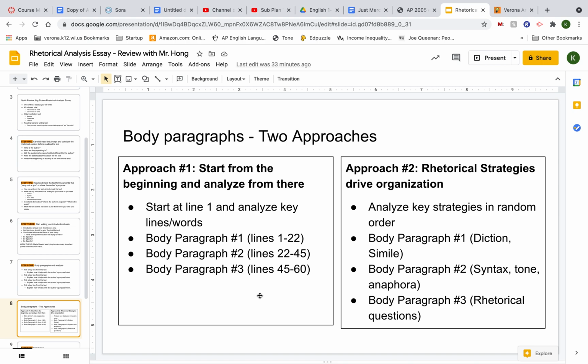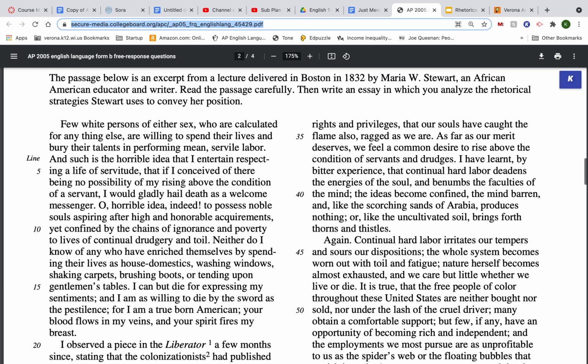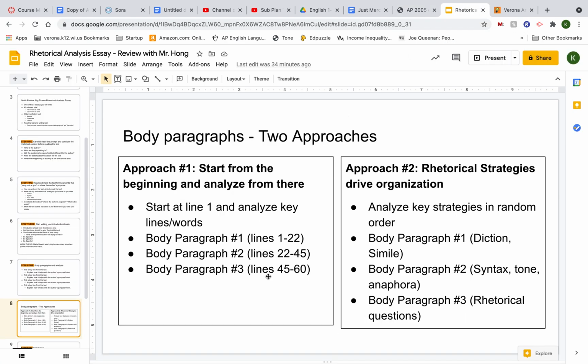Approach number 1 is basically, this is the kid who just wants a very linear, easy format for how to do the essay. All right, so you could write all your body paragraphs starting from line 1, and body paragraph 1 would be from lines 1 to 22. So basically what you would do is just analyze anything in lines 1 to 22 that you think is interesting or important. All right, it could be diction, repetition, whatever. And then body paragraph 2 is lines 22 to 45.